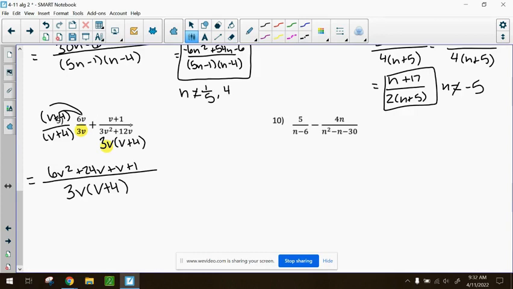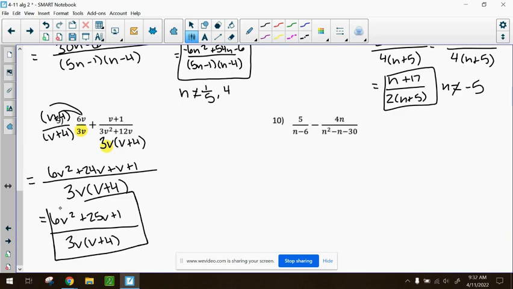There's nothing that we distributed to this. It's a plus sign, so I just bring it down. Then we're going to combine like terms and make it 6v squared plus 25v plus 1 over 3v and v plus 4. Now, when we take a look at what our restrictions should be, there are two of them. V cannot be equal to 0 or negative 4.